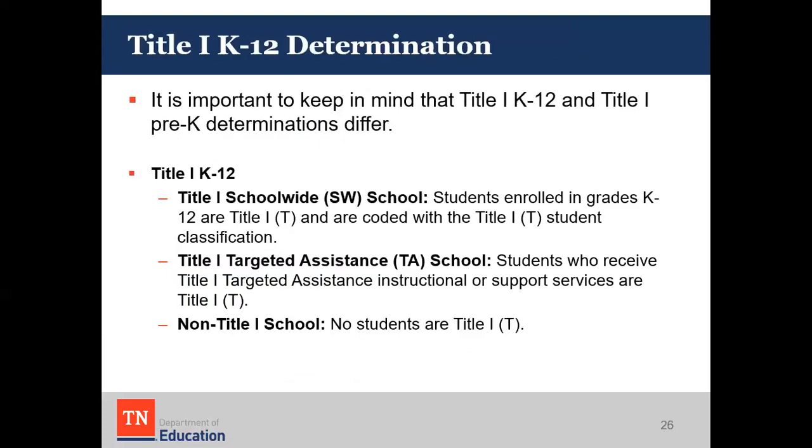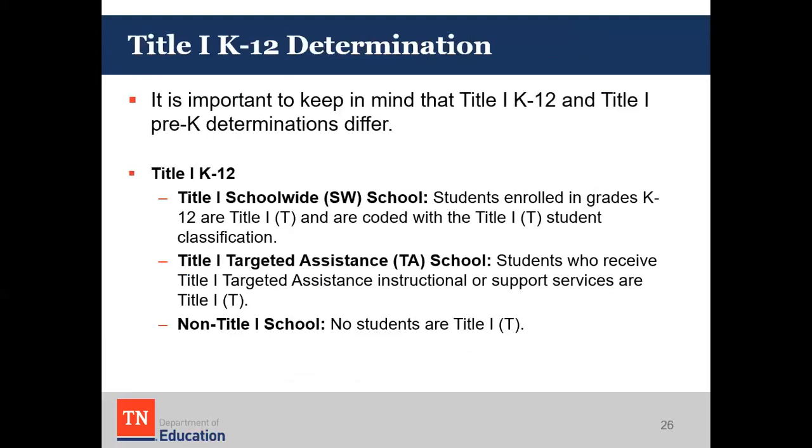Title I. It is important to keep in mind that the Title I K through 12 and Title I pre-K determinations differ, starting with Title I K through 12. There are 3 categories: a Title I school-wide or SW school, a Title I targeted assistance or TA school, and a non-Title I school.